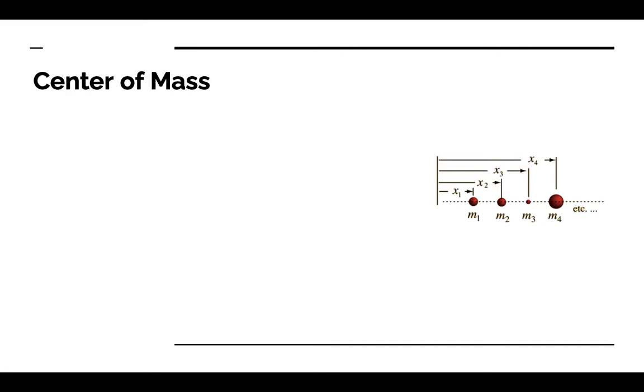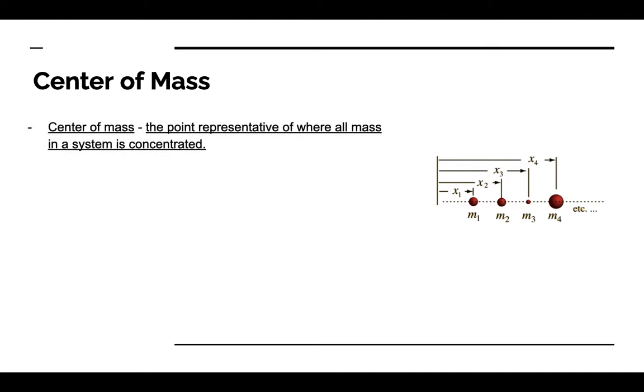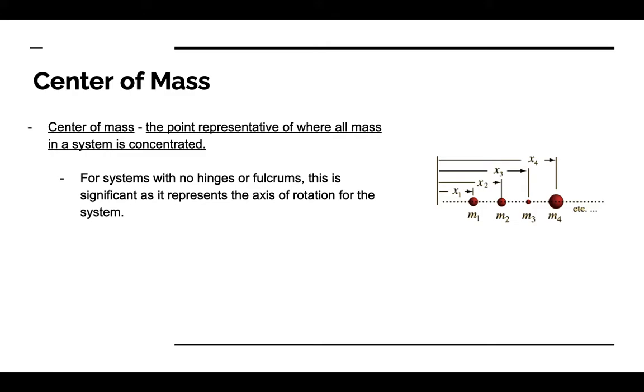So now we come to center of mass, which is something we've talked about before conceptually, but now we're going to delve a little bit deeper and dig into the mathematics of it. If you recall, the center of mass is the point that's representative of where all mass in a system is concentrated. For systems with no hinges or fulcrums, this is significant as it represents the axis of rotation for the system. So if an object is not connected to a hinge or a fulcrum, that object is going to rotate about its axis of rotation, which is going to be the center of mass.